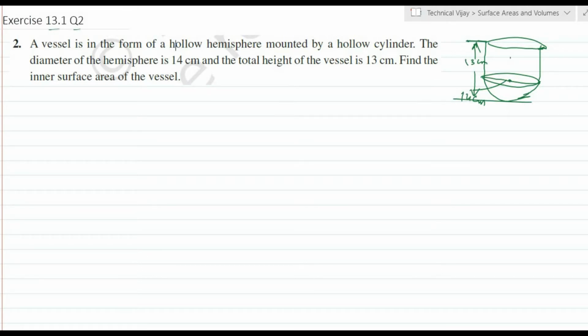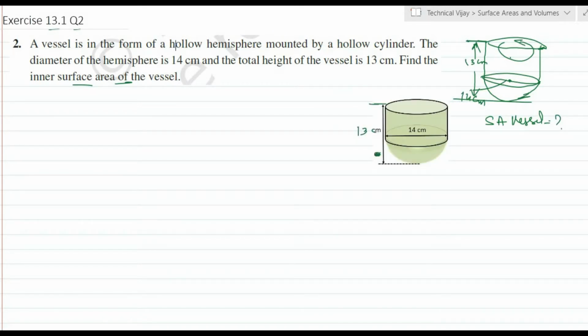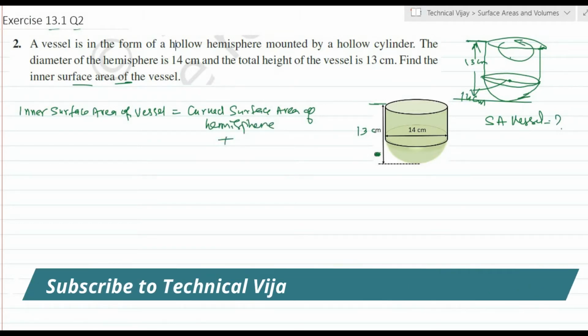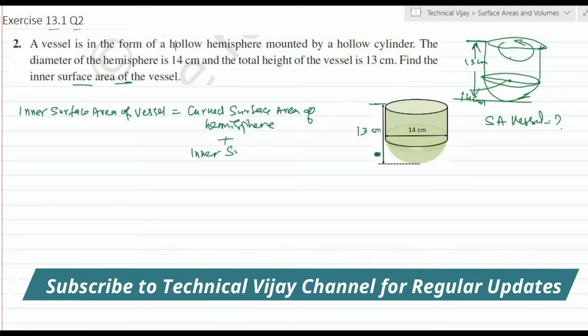Okay, so now we have to find the inner surface area of the vessel. Okay, so now we will put a diagram. Total inner surface area of the vessel is equal to the curved surface area of the hemisphere plus the inner surface area of the cylinder. So this is the total area of the inner surface of this vessel.